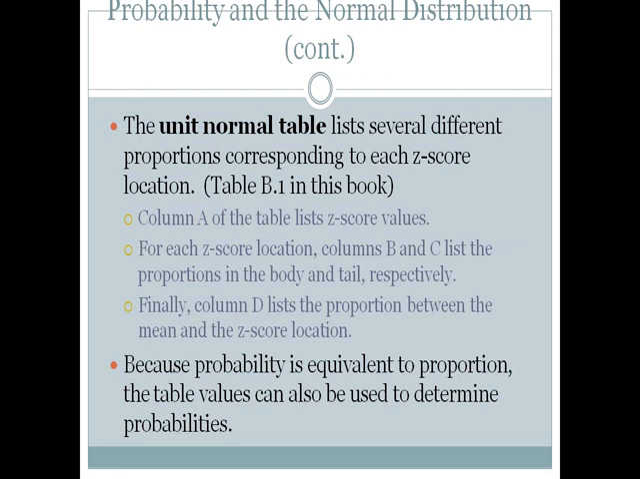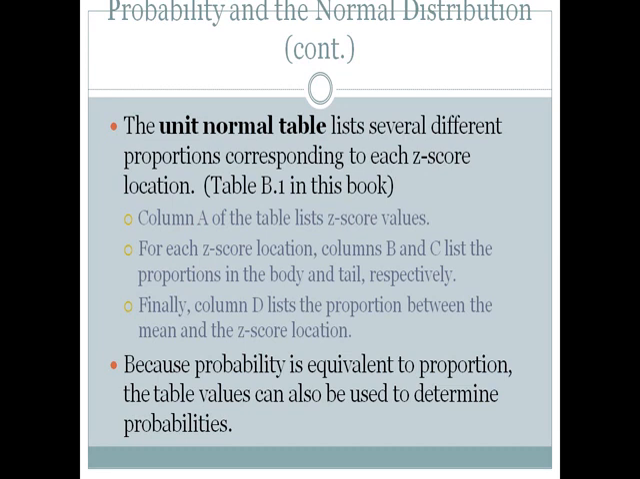So let's talk about the unit normal table. The unit normal table is going to give us several proportions corresponding to each z-score location, accurate to, I think, 2 decimal places is what this book uses. You can find tables that are accurate to more than 2 decimal places online. You can search for a unit normal table and find those pretty easily, but in this class, 2 decimal places is as accurate as we need to get.